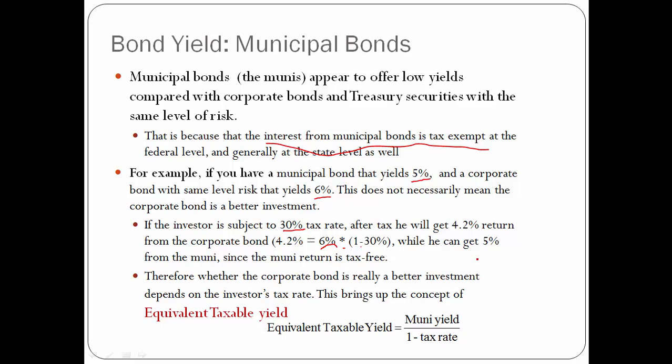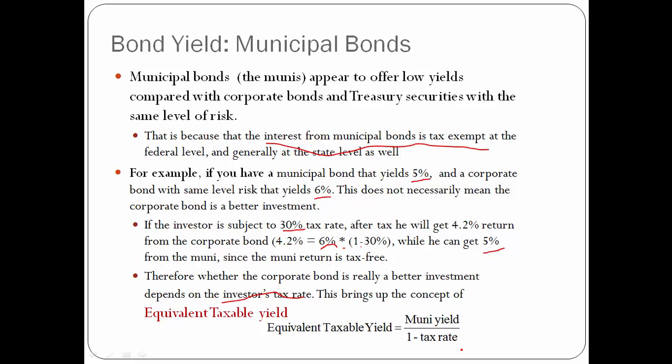Okay, so that actually gives you the idea that if you are subject to a 30% tax rate, then for you the 5% return from the muni bond is actually better than the 6% return from the corporate bond if we are considering after-tax return. And for investors, after all, it is the after-tax return that matters. So whether the corporate bond is really a better investment or not, that depends on investors' tax rate. And that brings up the concept of the so-called equivalent taxable yield. The equivalent taxable yield simply is the muni yield divided by 1 minus t.